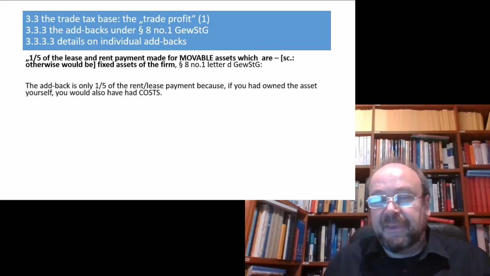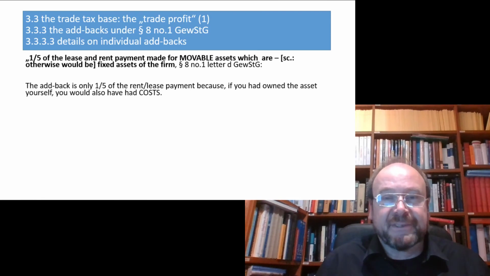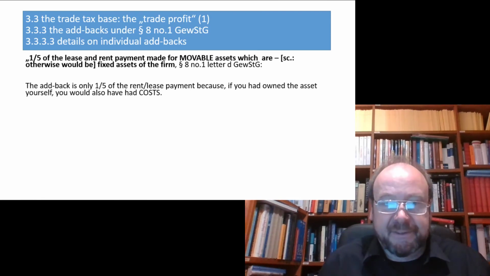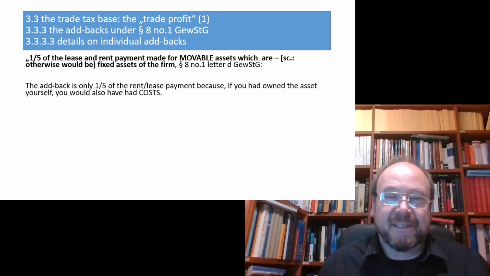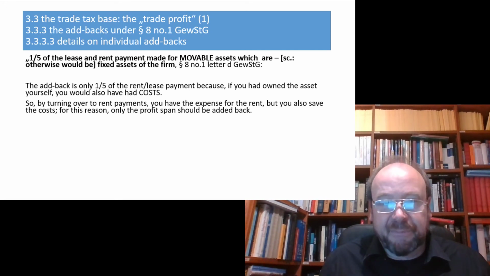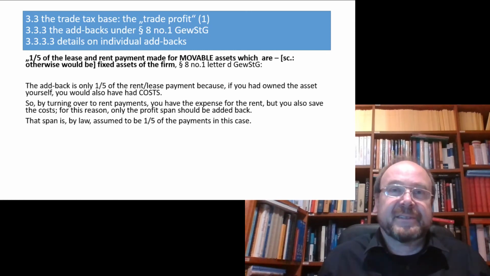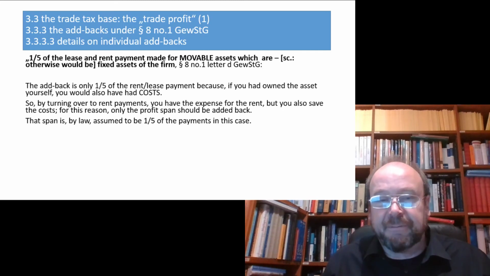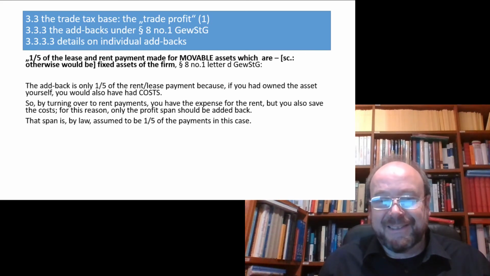Letter D, that is only 1/5, because if you had bought the assets for yourself, then you would also have costs. And if you say, I don't buy the assets, but somebody else does, and that somebody else gets a rent payment from me, then you not only lower your income by the expense, but you also save costs. So you lower the profit only by the difference, by the profit span of the person from whom you rent the machines or what else it is.